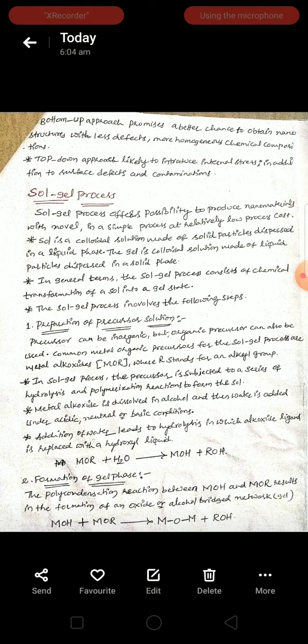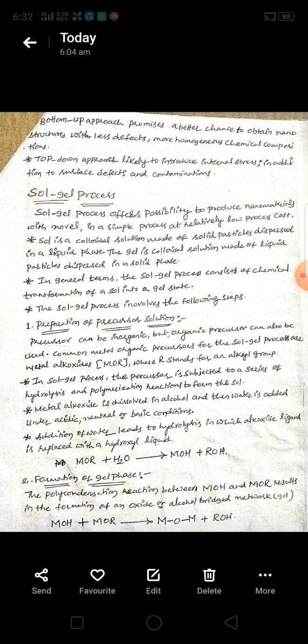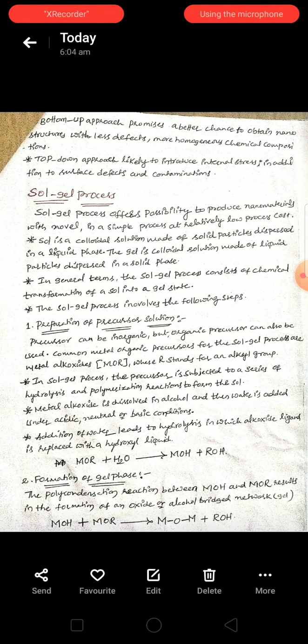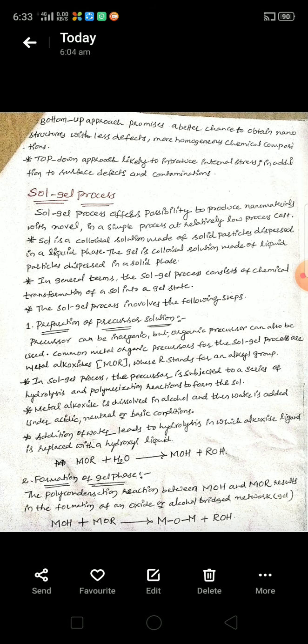In this step, the precursor is subjected to a series of hydrolysis and polymerization reactions. Hydrolysis means addition of H2O. Then we will get the MOH. MOH is the sol. When MOR, metal alkoxide, reacts with H2O, we get MOH, where the OR alkoxide group is completely replaced by OH.